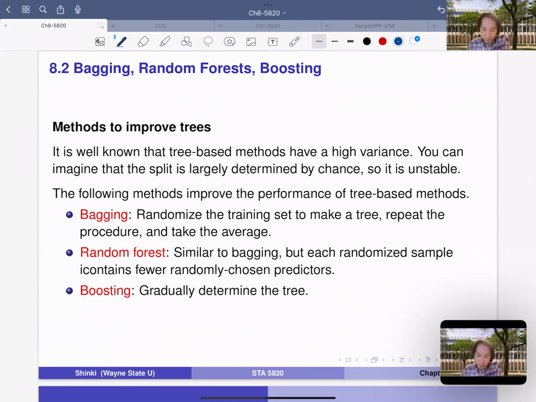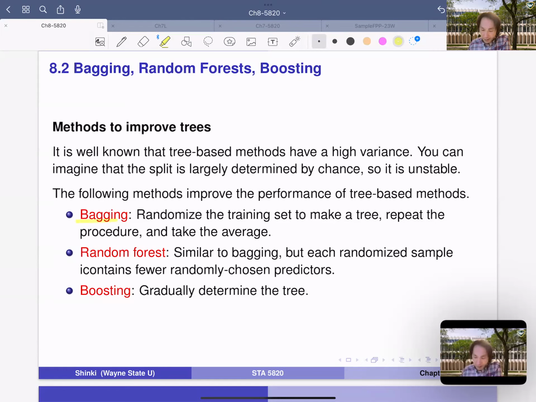And the methods to improve trees, we have 3 methods here in the textbook. It is well known that tree-based methods have a high variance, so it's not stable. You can imagine that the split is largely determined by chance, so it is unstable. Basically, the decision is 0, 1, so that is usually unstable. And the following methods improve the performance of tree-based methods.